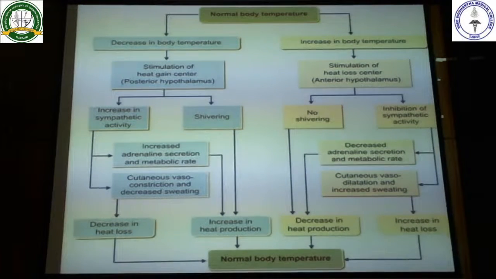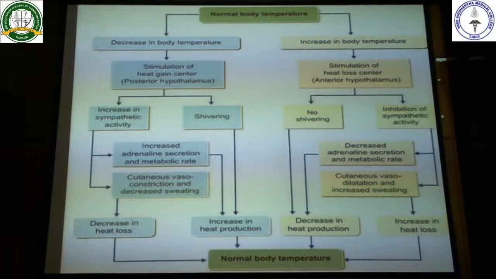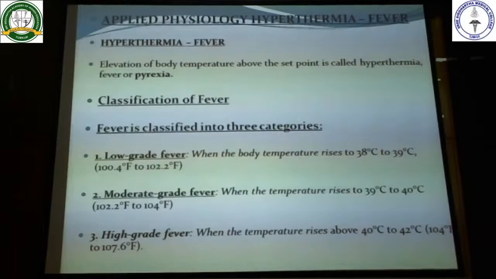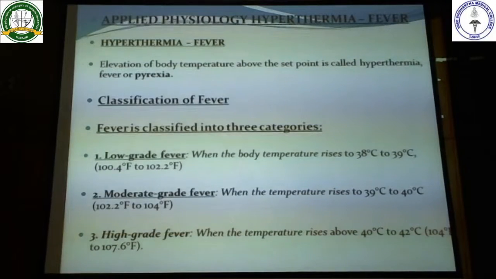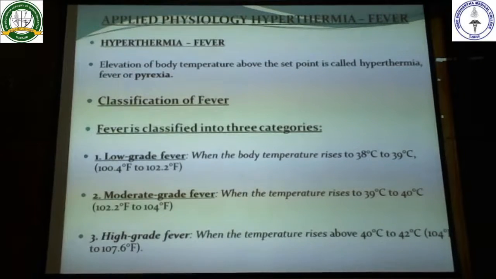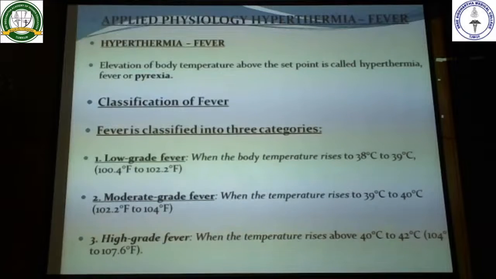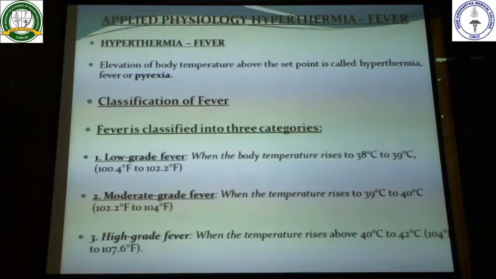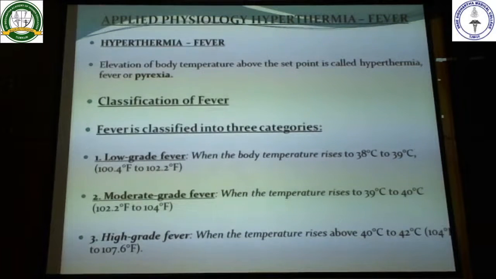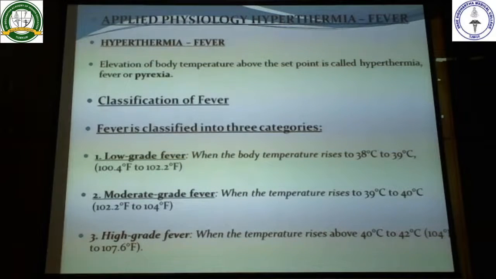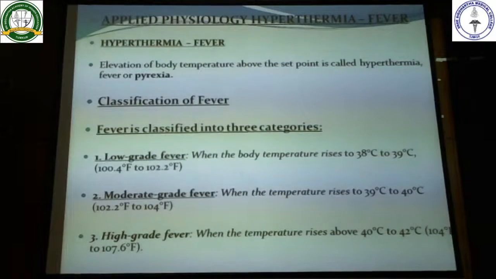Now coming to the applied aspects, two things are there. One is hyperthermia and the second one is hypothermia. Hyperthermia is nothing but fever. Here the elevation of the body temperature above the set point of 37 degrees centigrade is called hyperthermia, or fever, or pyrexia. See, two things are there in the exam to confuse you people.